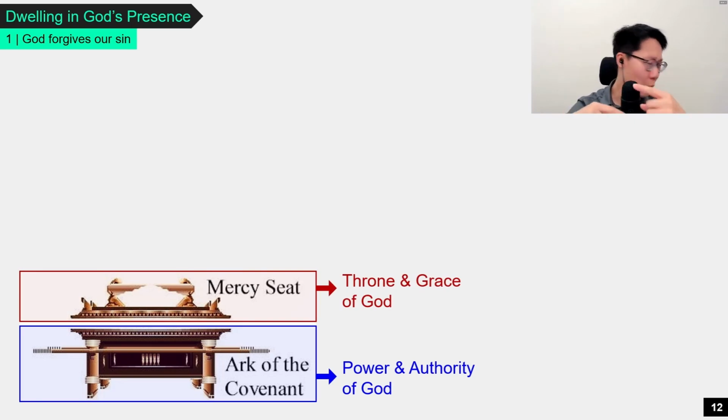So once a year, on the Day of Atonement, the high priest would enter into the Holy of Holies where the presence of God resides. And he would sprinkle the blood of the animal sacrifice onto the mercy seat. And the whole of Israel would find mercy and grace from God for their sins through that act, right? As God forgives through the throne.